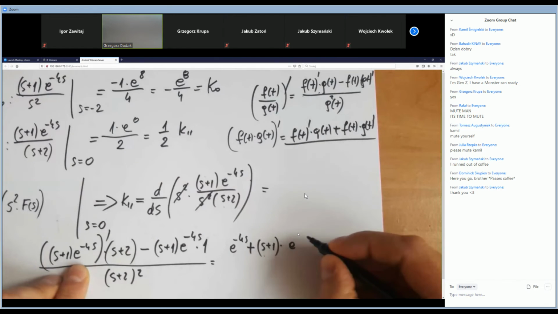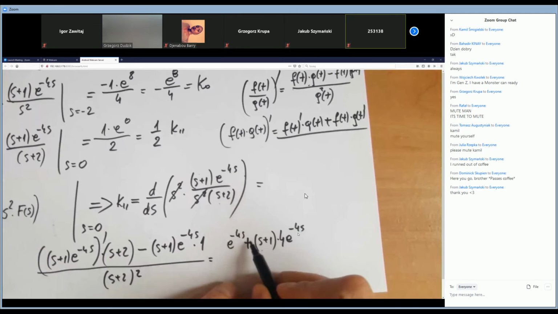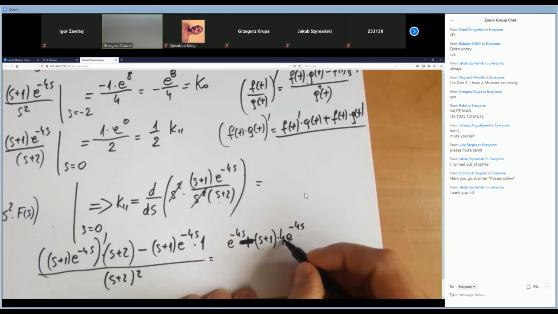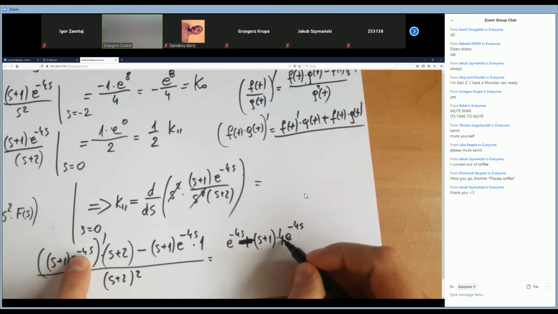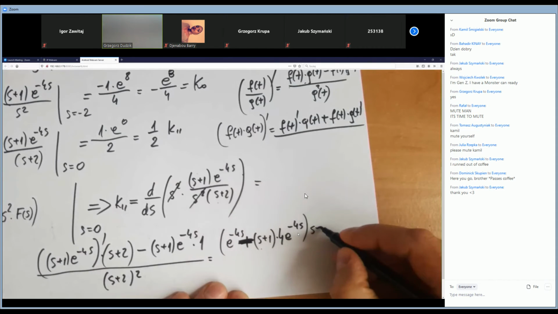e powered to minus 4s. However, the internal derivative from here is minus 4. Yes, that's right. So that's why here, in fact, we'll have not the plus but the minus, because the 4 is minus 4, in fact. And everything is multiplied by s plus 2.